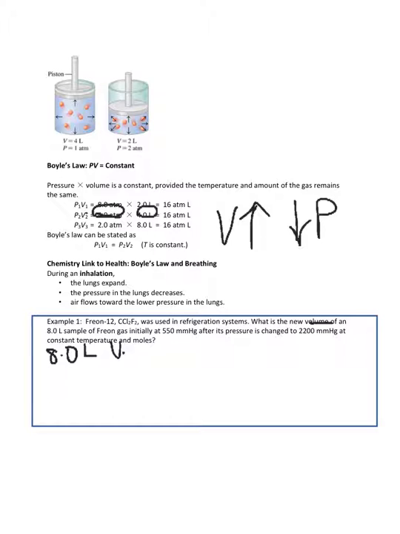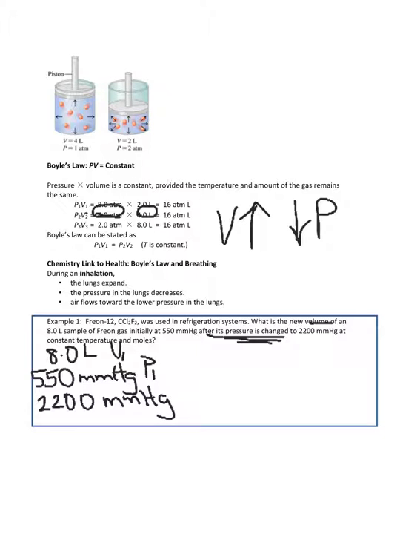Initially at 500 millimeters of mercury. Millimeters of mercury means that we are dealing with a unit of pressure. So this is P1. After its pressure is changed, we have a new pressure. Our new pressure is 2200 millimeters of mercury at constant temperature and moles. So we have a V1, a P1, and a P2. And we want to solve for V2.